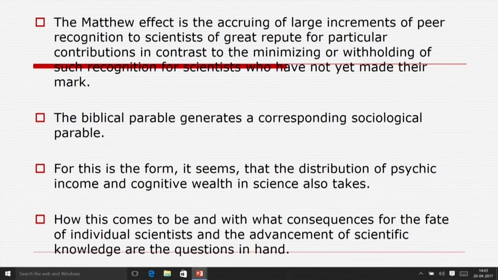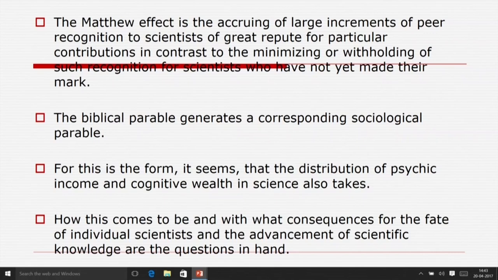For this is the form, it seems that the distribution of psychic income and cognitive wealth of science also takes place. How this comes to be and with what consequences for the fate of individual scientists and the advancement of scientific knowledge are the questions in hand.